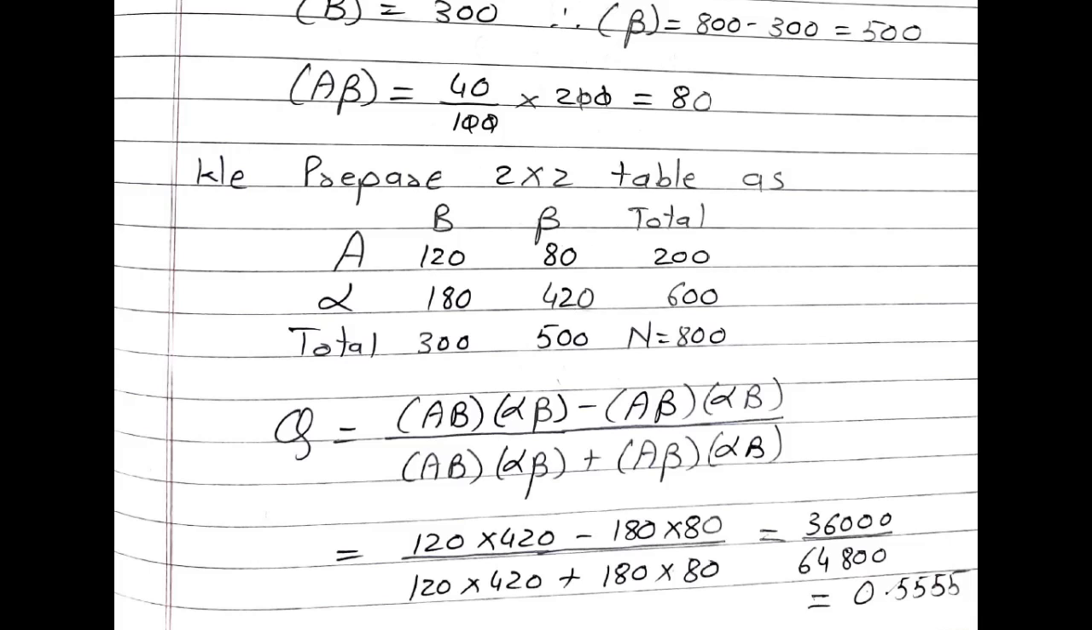Now to find the coefficient of association, we have to write the formula as Q is equal to AB into alpha beta minus A beta into alpha B divided by AB into alpha beta plus A beta into alpha B, which is equal to 120 into 420 minus 180 into 80 divided by 120 into 420 plus 180 into 80, which is equal to 36,000 divided by 64,800. So the final answer is 0.5555.